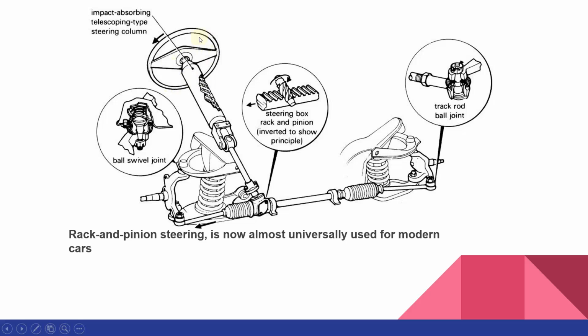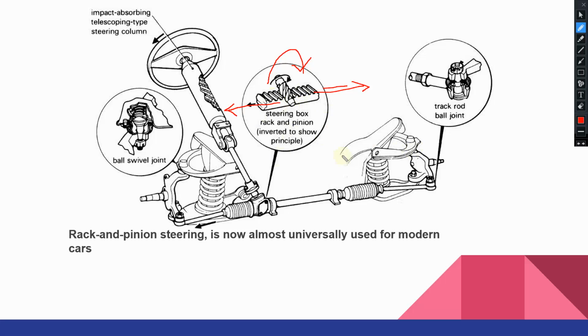So when the steering is turning to the left hand side, the pinion will also move to the left hand side, and it will cause the rack to shift to the right hand side. When the pinion is turning in this direction, it will rotate and turn the rack to the left hand side. That is how it operates.